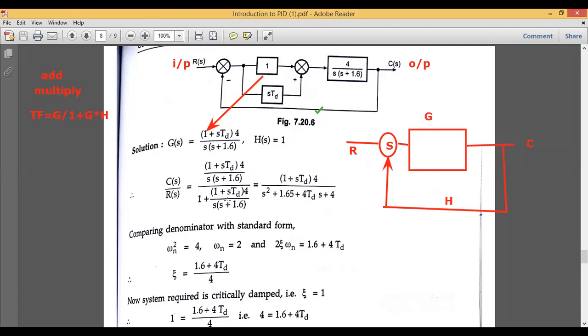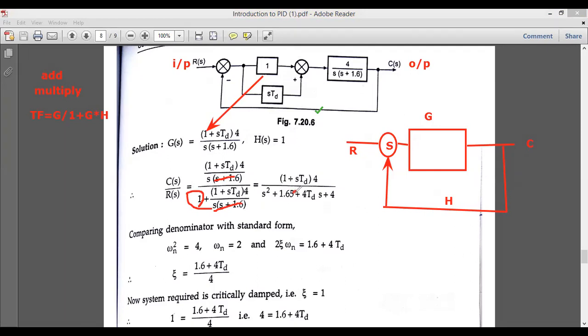Now this is my new transfer function, that is C(s) divided by R(s). Try to simplify this particular block and solve for C(s) divided by R(s). Once you solve it, this denominator and this denominator will get cancelled, but before the cancellation, it will be multiplied with this 1. This denominator will be multiplied with this 1, so it becomes s square plus 1.6 s. You can see here.